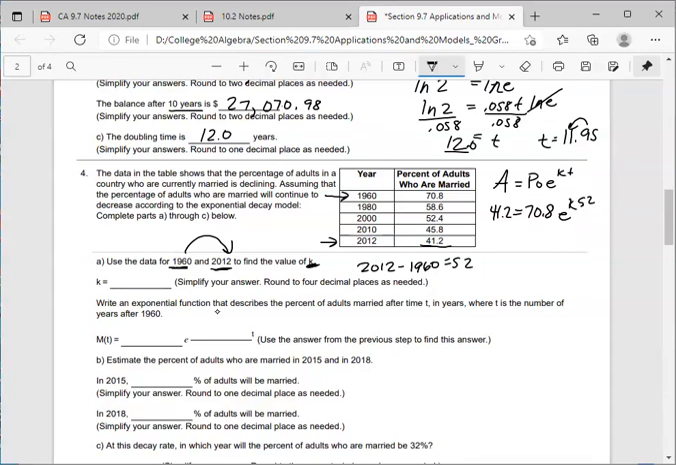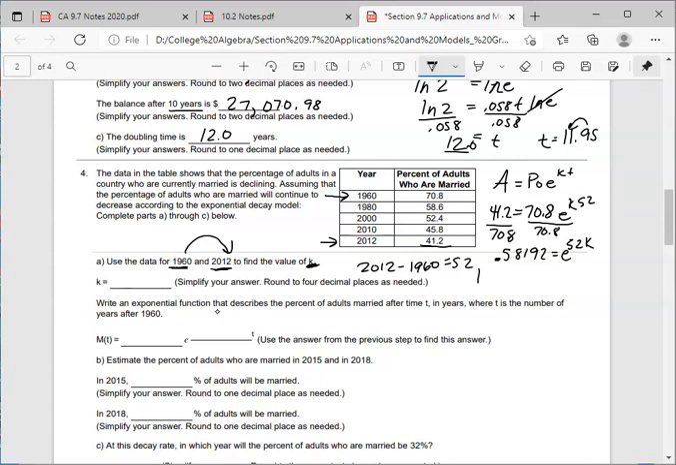So the A is supposed to be the amount at the end, the P sub 0 is the amount at the beginning. So now I'm going to solve for K. I'm going to divide both sides by 70.8. I'm trying to get to that K. So we've got 41.2 divided by 70.8. On these, you want to write down as much as you can, I know that the calculator is rounding, but you want to try to write down as much as you can to save yourself from any rounding errors. And I'm going to put the 52 in front of the K just because I like it that way. Okay, you don't have to if you don't want to.